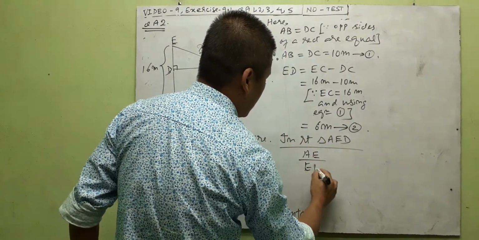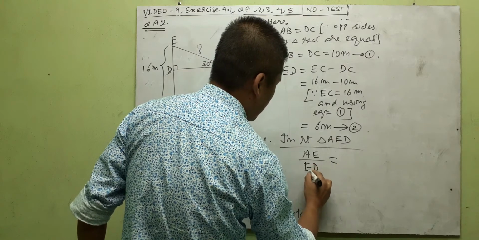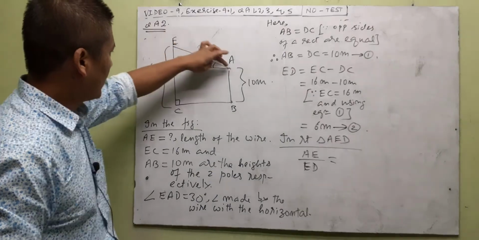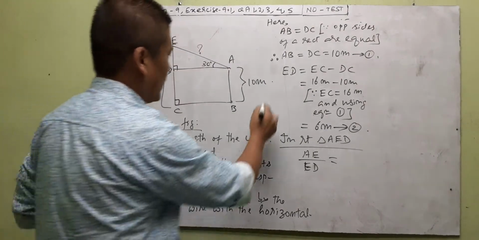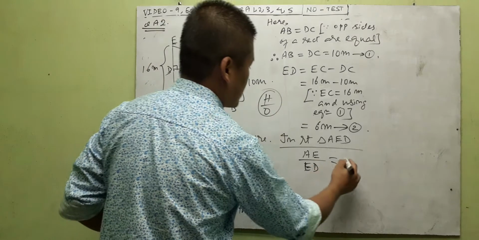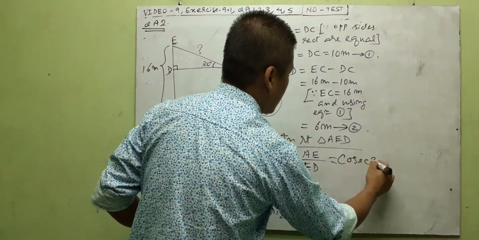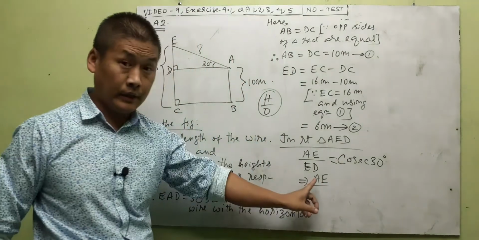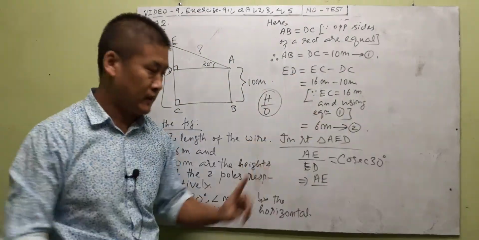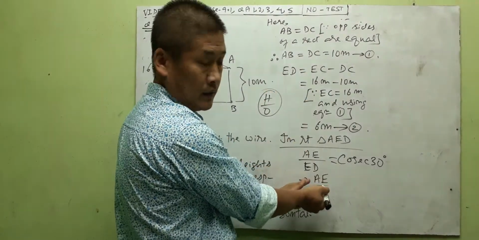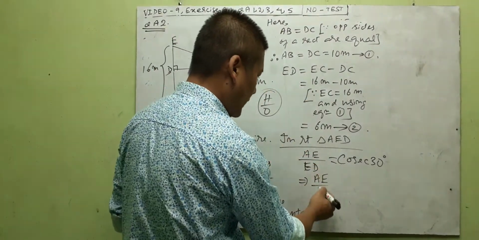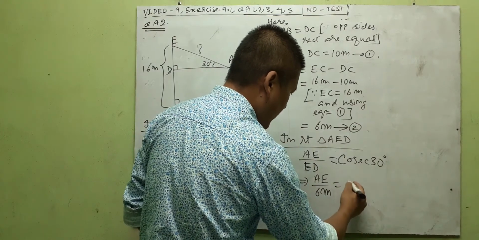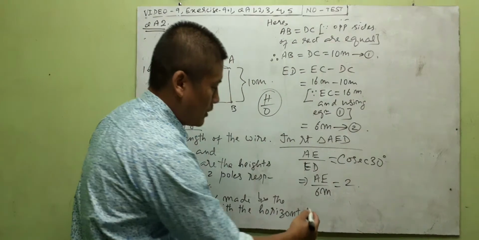So AE by ED is what? Compared to 30 degree, hypotenuse by opposite. So hypotenuse by opposite is the reciprocal of sine, so it is cosec angle is 30. So here we write AE by ED. That's the reason why we were finding ED, because we could foresee that we're going to need it here to find out AE. So here we write 6 meter, and then sine 30 is half, so reciprocal means 2 by 1 or 2.